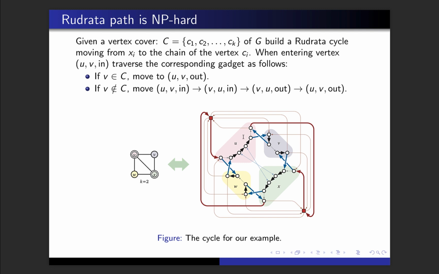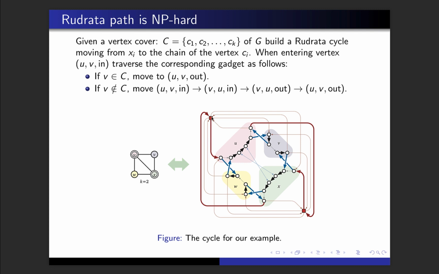In the corresponding chain, you will traverse the gadget following one of these rules, depending on whether you have a second vertex on the cover or not. This is outlined here. I am pretty sure you can follow that, but let me show you the cycle in the example just to give you a visualization of how the cycle will look.